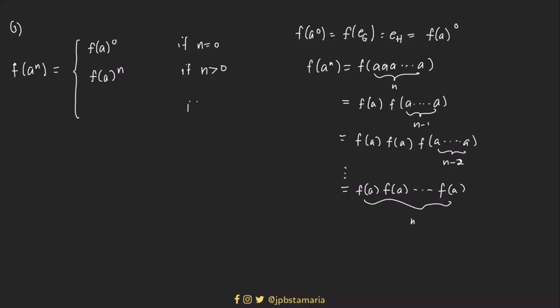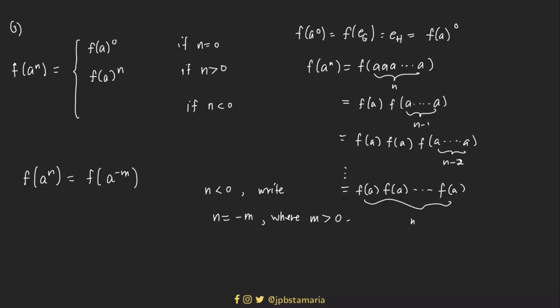Okay? If n is negative, paano pag si n ay negative? What do you mean by this? So if n is negative, write n as minus m. Yung m na to, positive. Di ba? Kung negative man si n, yung negative niya ay positive. Okay? So, ito ngayon ay f of a to the what? Minus m.